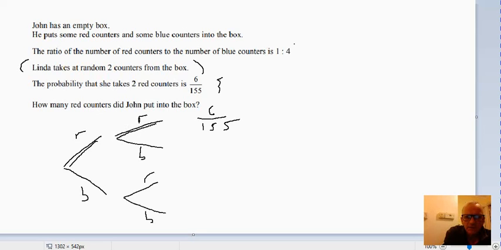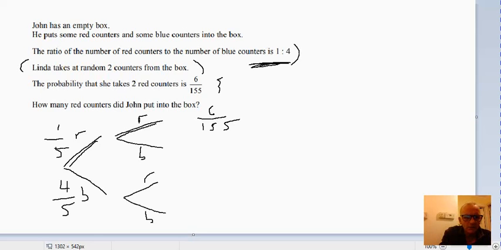Right, let's go back to this part now and make sense of this. So the ratio of the number of red counters to the number of blue counters. So the chances of getting a red counter at the beginning is 1 out of 5, because there's 5 bits altogether. And blue will be 4/5. Right, now how does this actually help us?